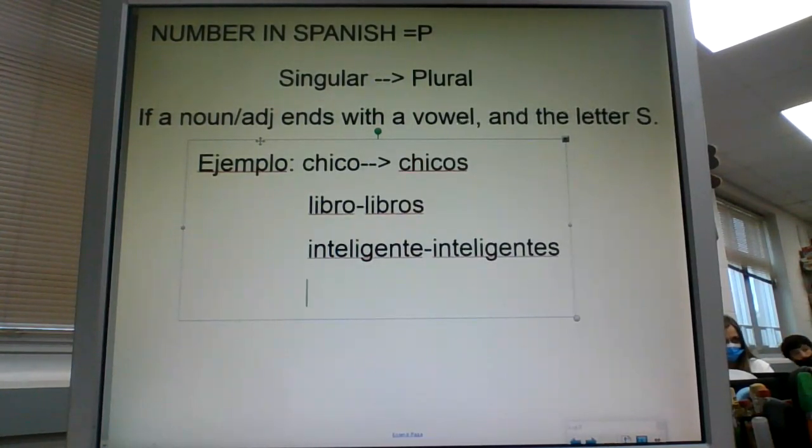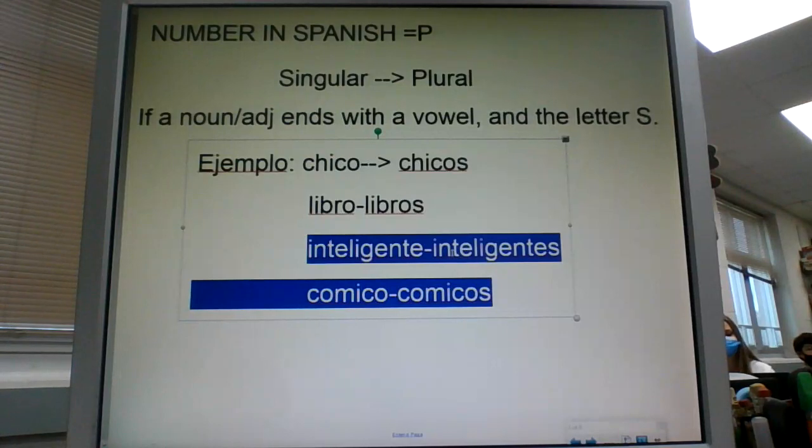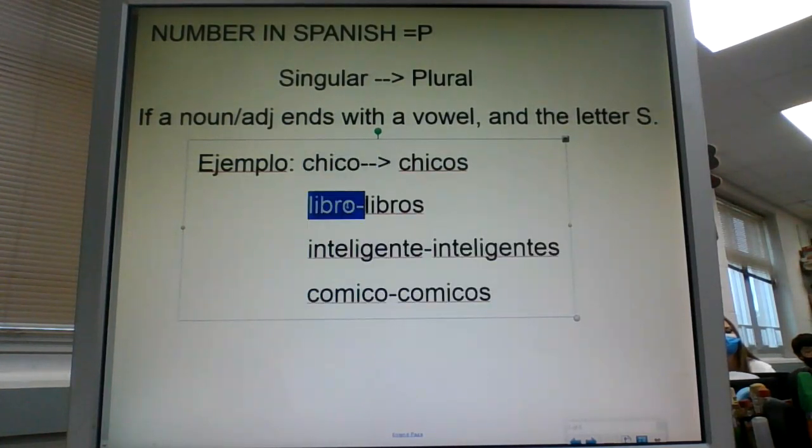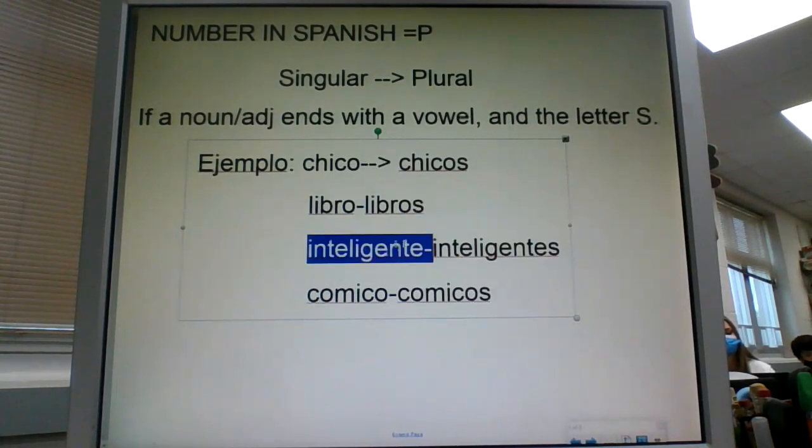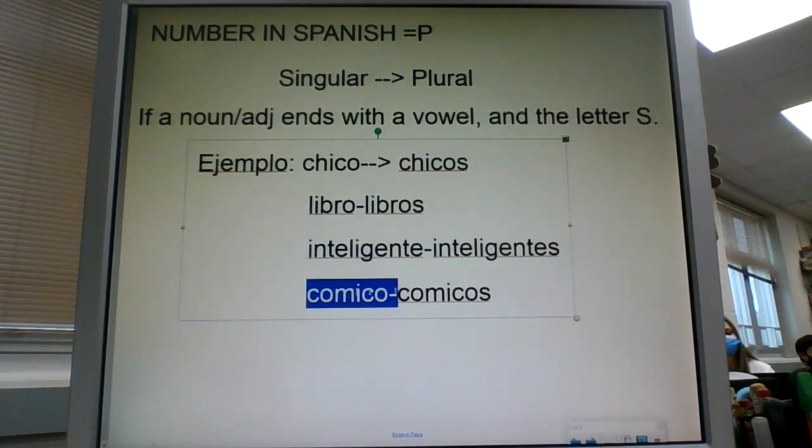Alright, let's go with one more. Cómico goes to cómicos. Okay, now wait a second. These are adjectives, by the way, people. So what does that mean? This makes sense if it's a noun. Chico, boy, goes to chicos, boys. Libro, that's a book, goes to libros. But wait a second, I have adjectives right here. Inteligente goes to inteligentes. Cómico goes to cómicos.